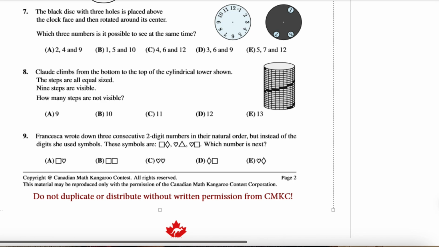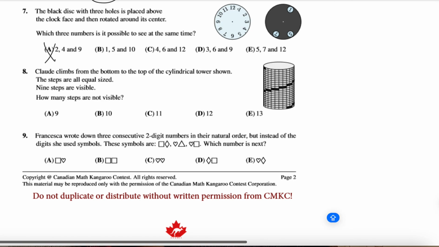So first, let's see. 2 and 4 have a difference of 2. This is correct, but 2 and 9 have a difference of 7. And 4 and 9 have a difference of 5, so this can't be because there's no difference of 4. 1 and 5 have a difference of 4 as normal, but if it's 1 and 5, then the next number has to be 7. But the next number is 10, so B is also wrong.